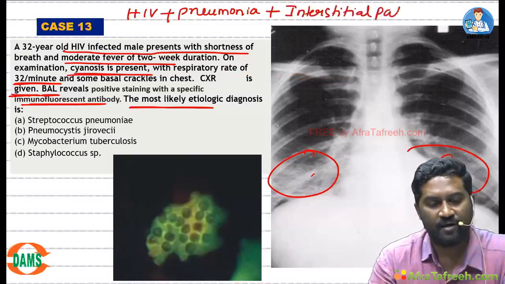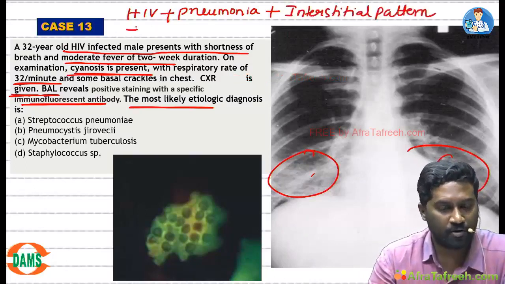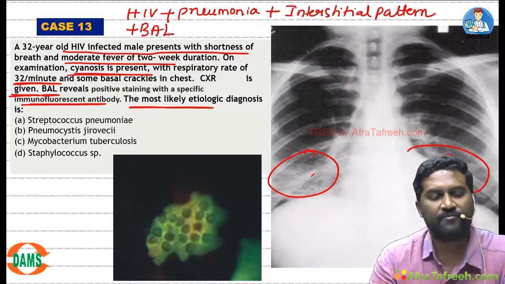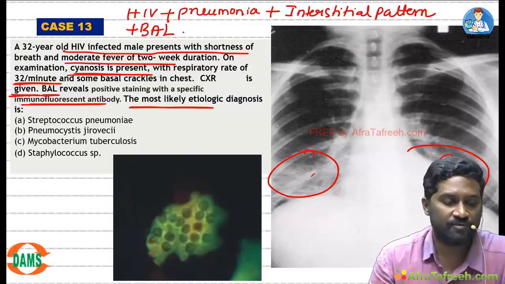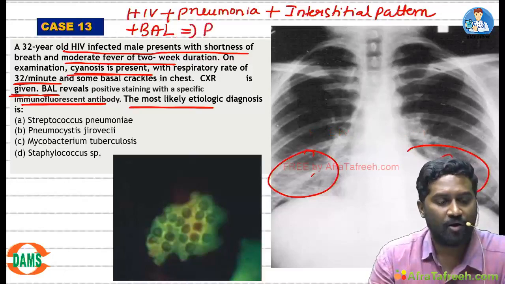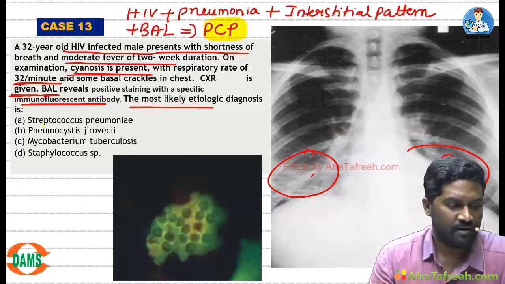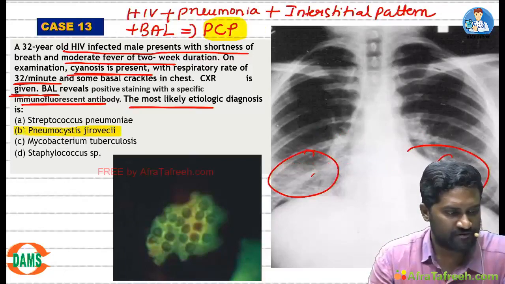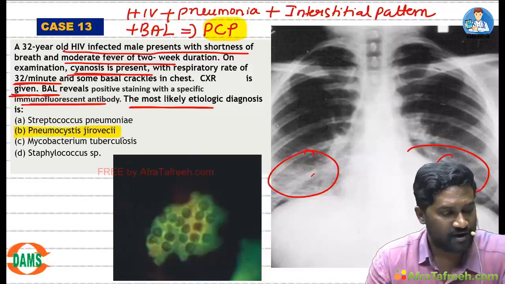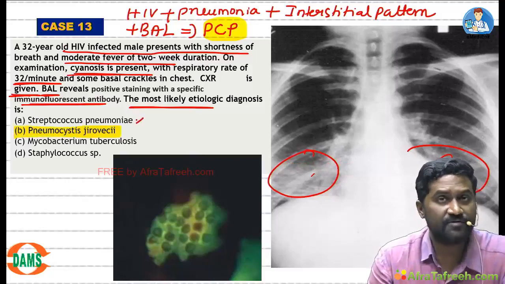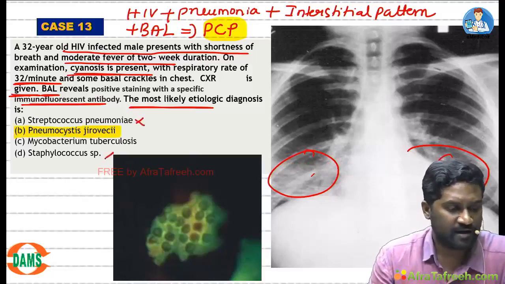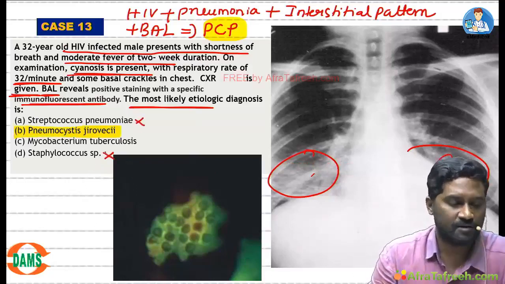Interstitial pattern. And it required bronchoalveolar lavage for diagnosis. That too immunofluorescent antibody. All these are suggestive of pneumocystis pneumonia. So the best answer is pneumocystis pneumonia. So why is it not streptococcus? Because streptococcus and staph will not have this interstitial pattern.